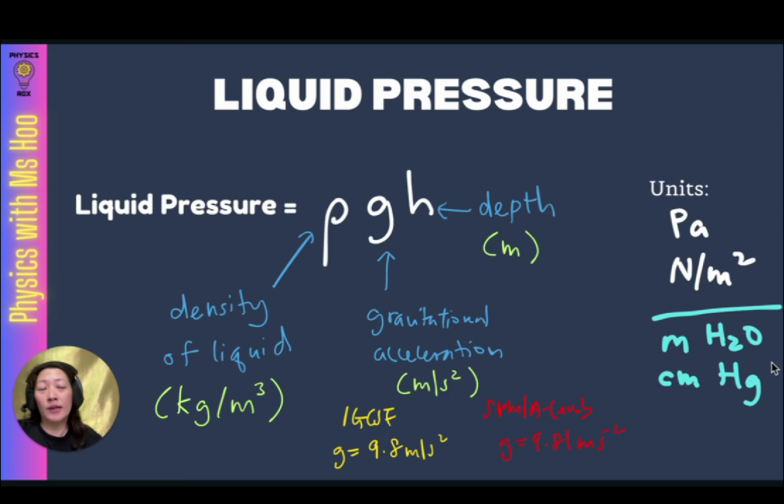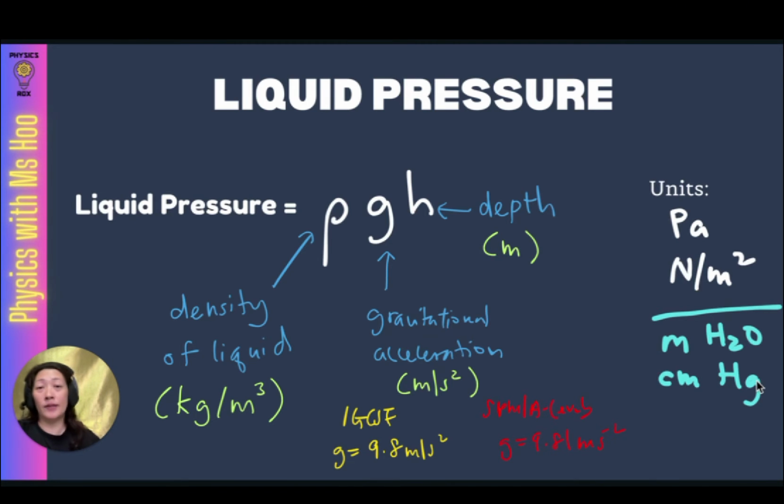Usually when it comes to the units of liquid pressure, these are the only two liquids that we work with. Why don't we use other liquids? It's because the density of water is a fixed value at 1,000 kilograms per meter cube, while mercury is roughly 13,590 kilograms per meter cube. Are there other liquids? Yes, but other liquids may not have the same standard density.